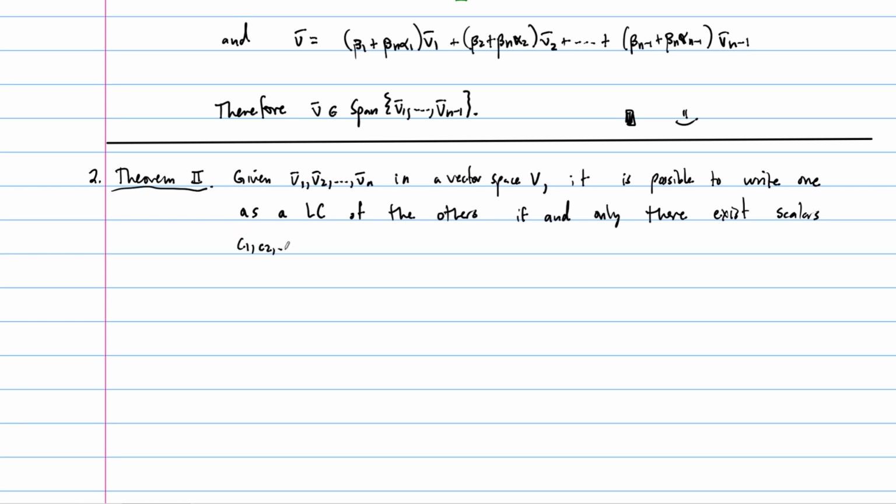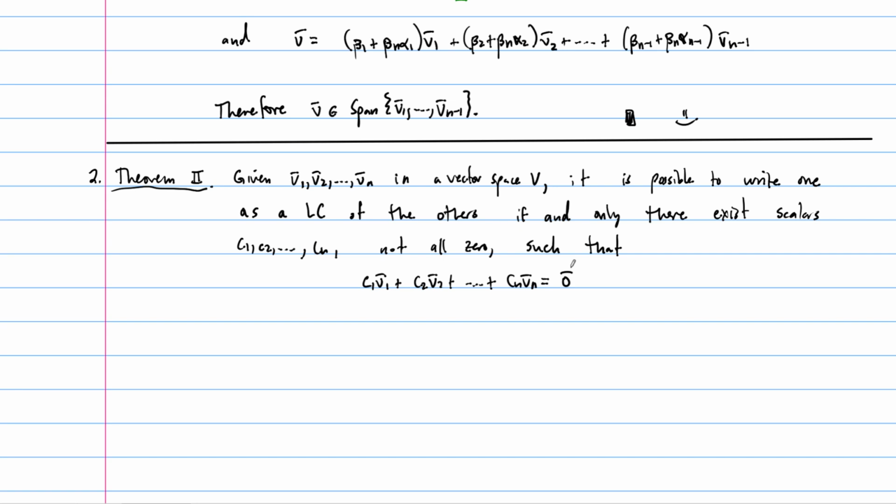C1, C2 through Cn, not all of which are 0. This is a key to the statement here. You'll see why in a minute. But not all 0, such that the following is true: that C1 V1 plus C2 V2 plus all the way up through Cn Vn is equal to 0.